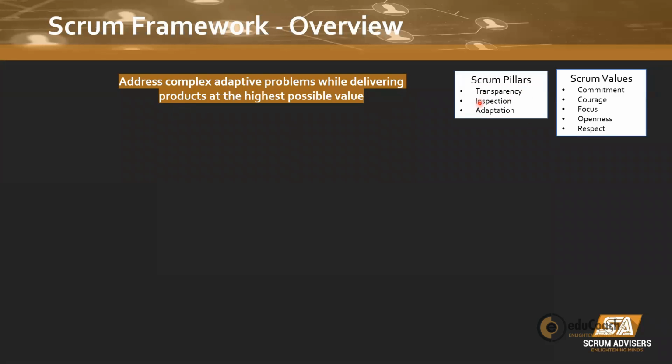Scrum pillars, we just discussed: transparency, inspection, and adaptation. What are the Scrum values? Scrum values, this is something which is very important. And again, I consider Scrum values as the heart of the system. So I do help people and organizations in their agile transformation journey.